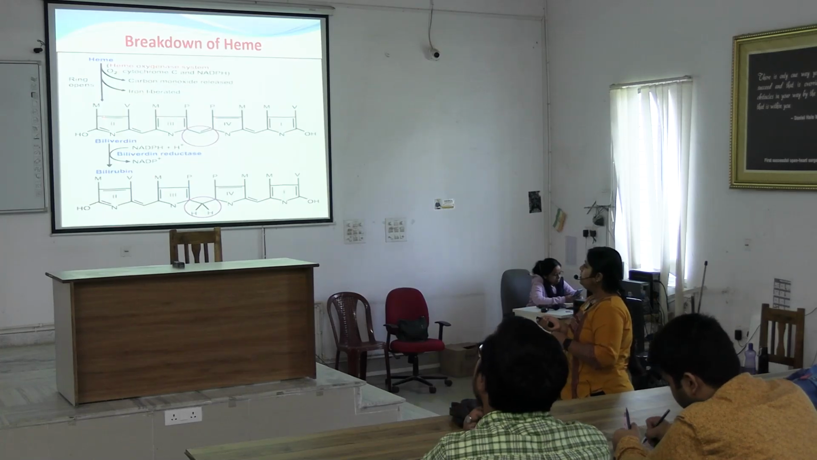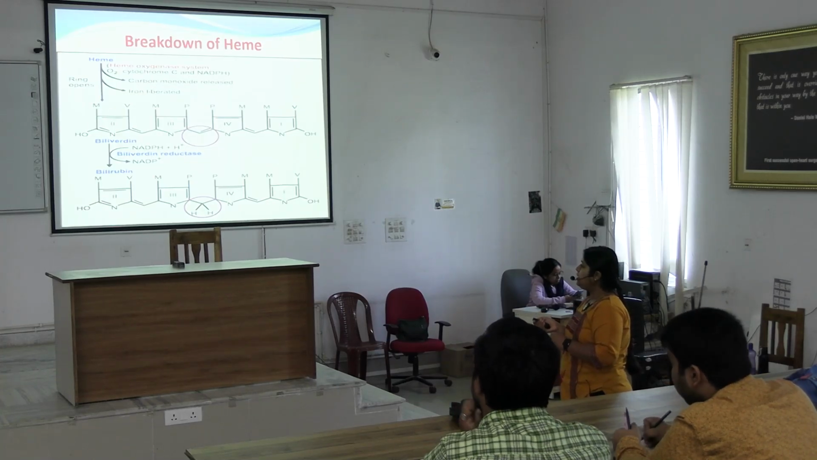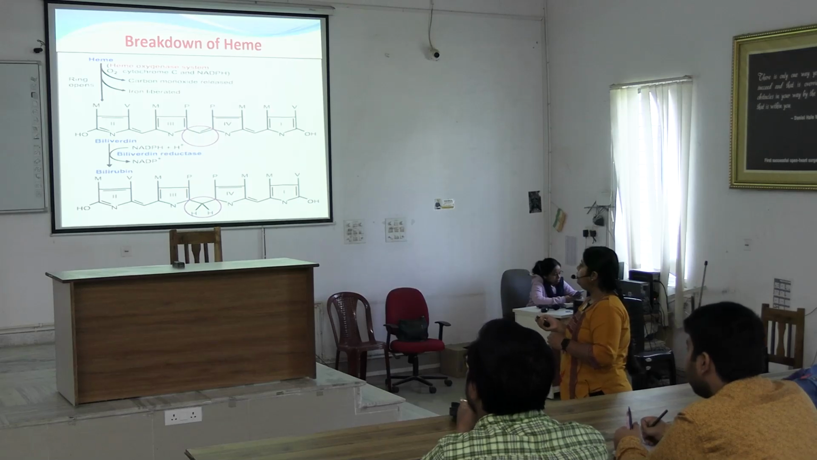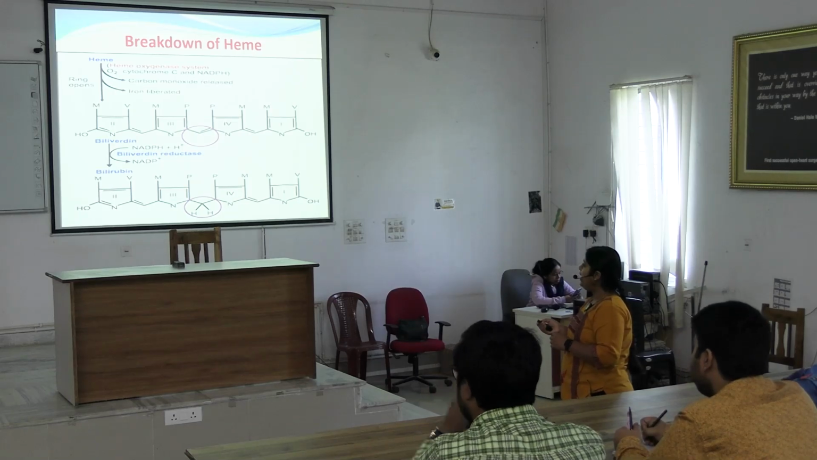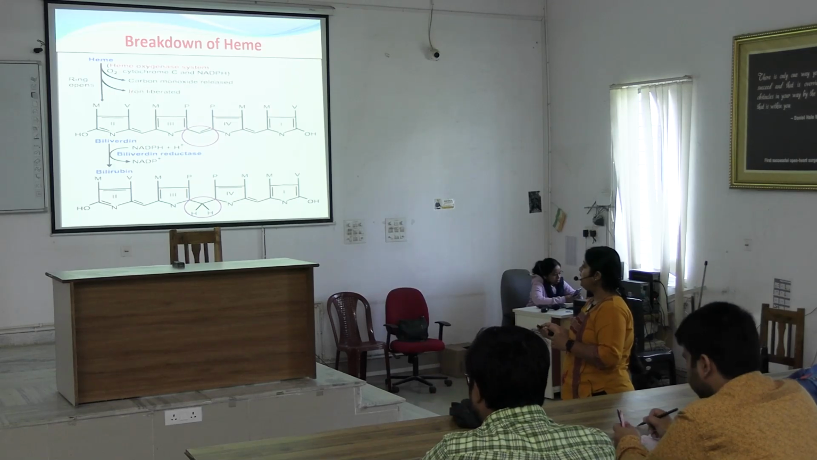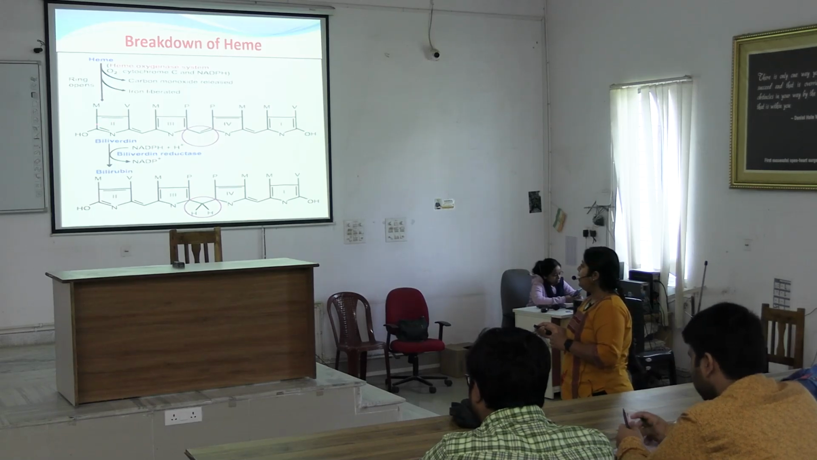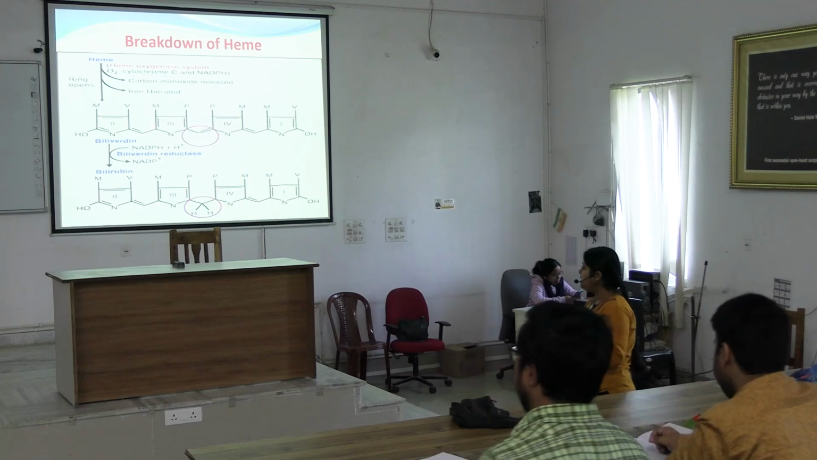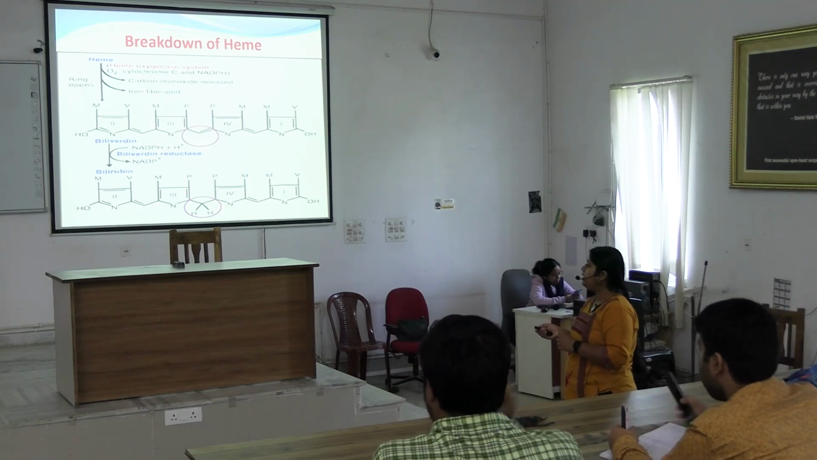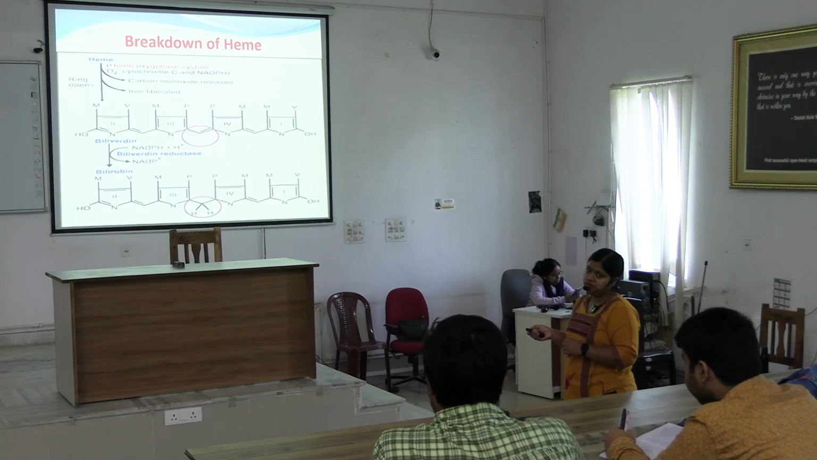Now remember the heme structure. This is ring 1, this is 2, 3 and 4. So the linkage breaks between 1 and 2, and this linear tetrapyrrole chain is known as biliverdin.